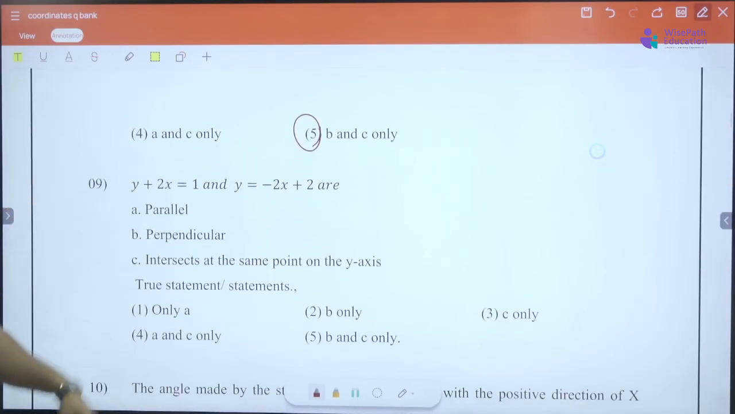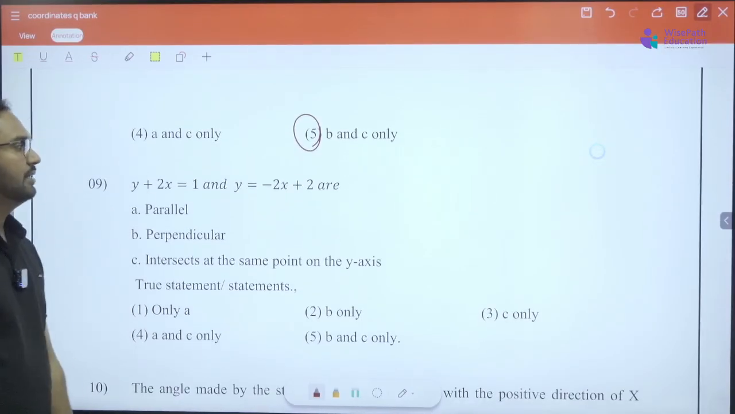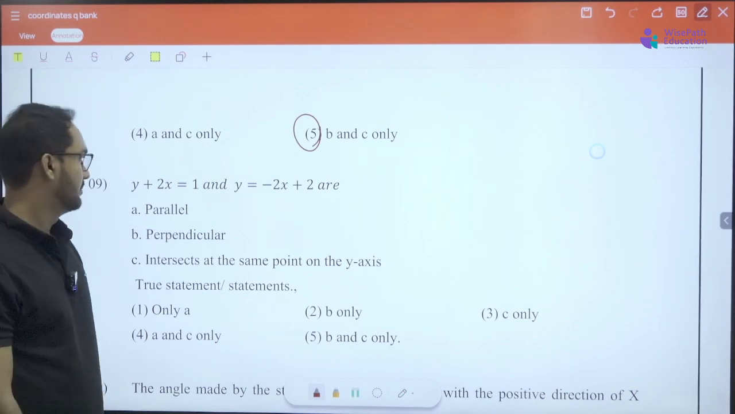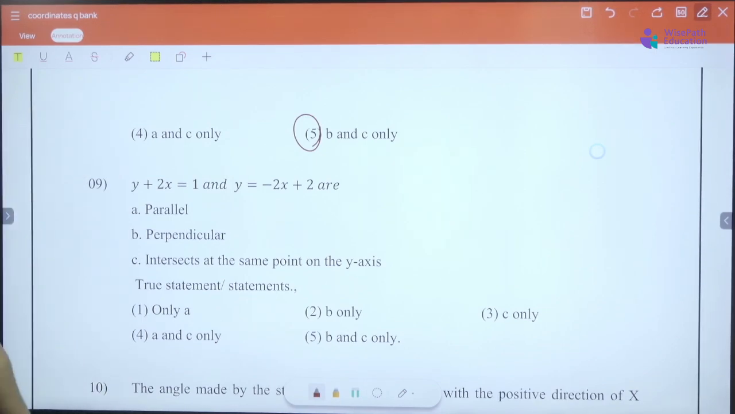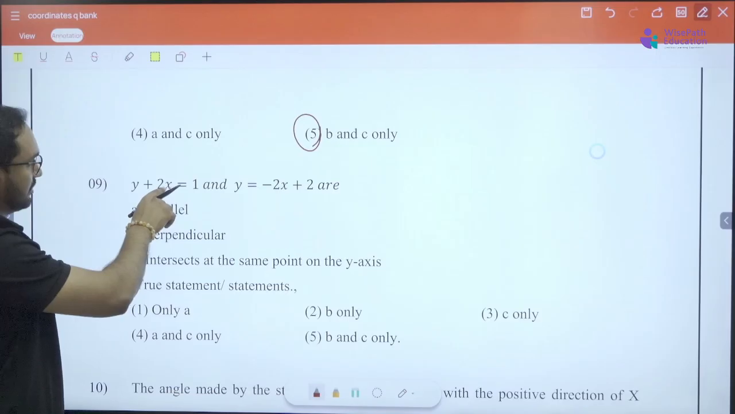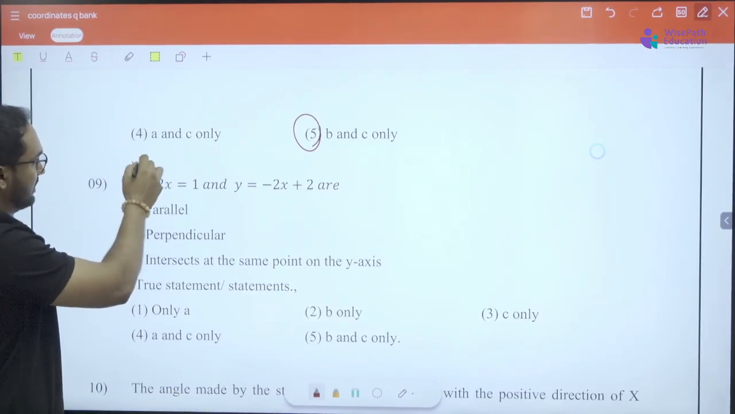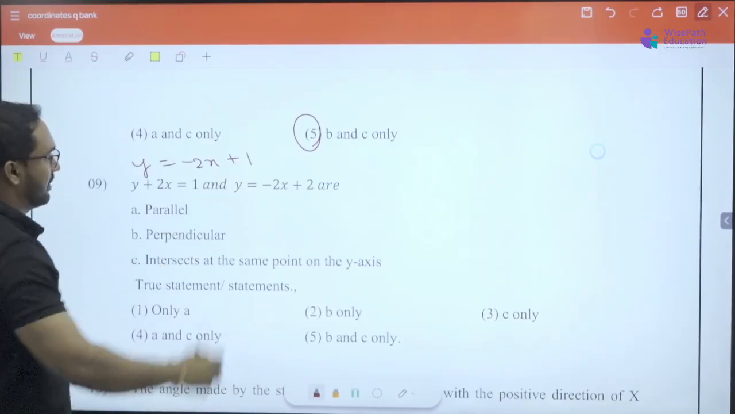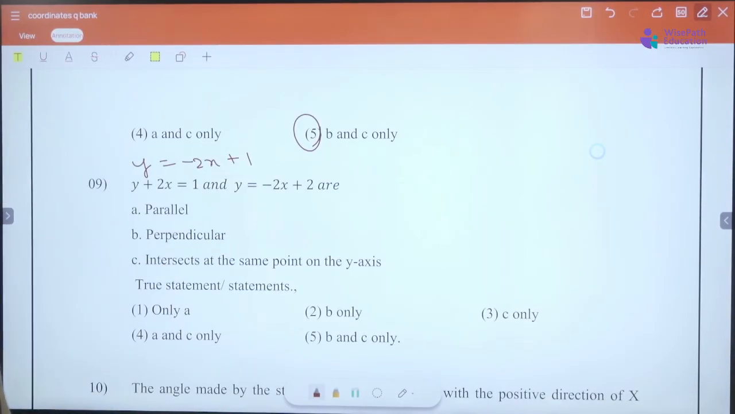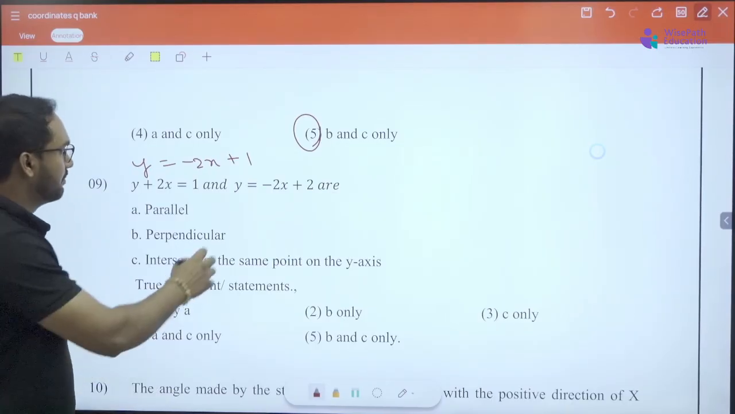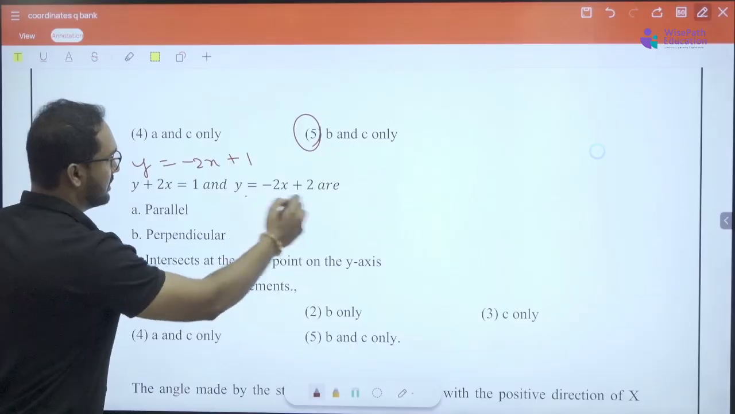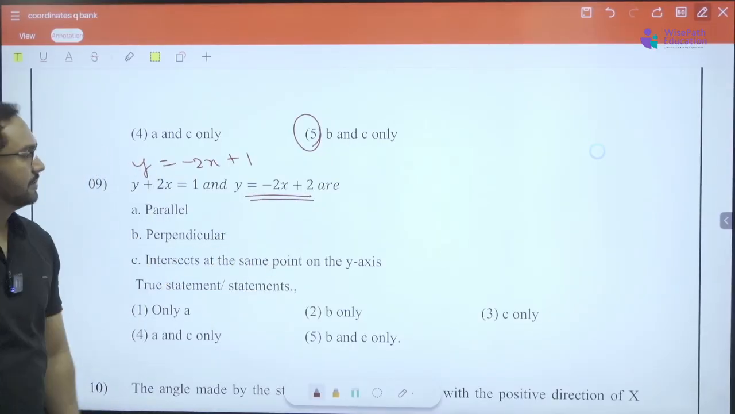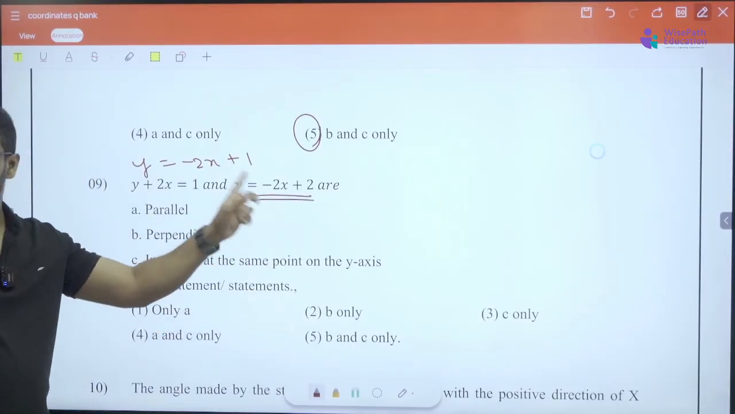Next question: y plus 2x equals 1 and y equals minus 2x plus 2. You have to compare them again. The best way is to convert the first into the original format, that is y equals minus 2x plus 1, and the other is y equals minus 2x plus 2. Are they parallel? You have to compare this and this one.